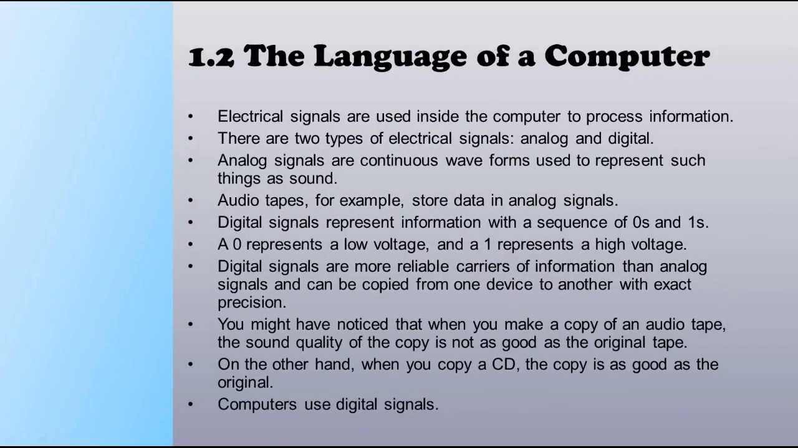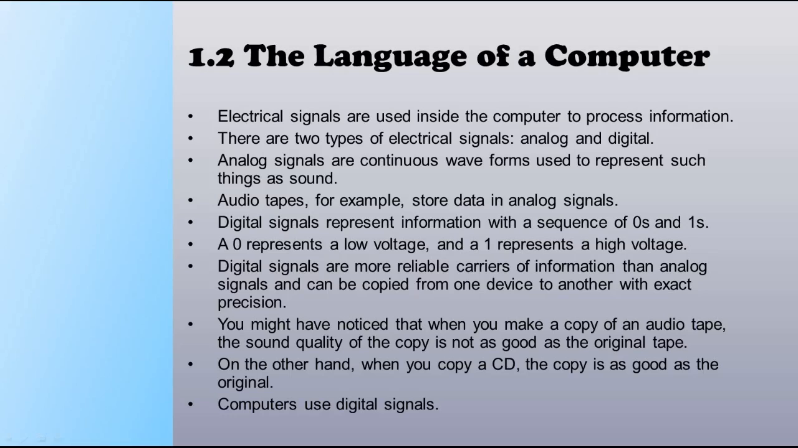Let's go to the second topic, the language of a computer. Electrical signals are used inside the computer to process information. Most of the signals are propagated from the wavelength, amplitude, and many frequencies. There are two types of electrical signals, analog signals and digital signals. Analog signals are known as continuous wave forms used to represent such things as sound.